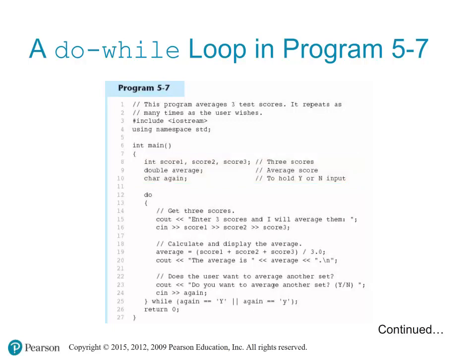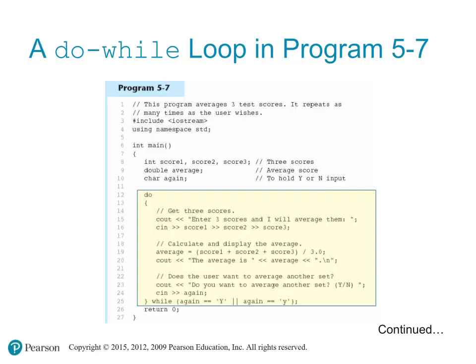The do-while loop ensures that the user can average scores multiple times if they wish. The program prompts the user to enter 3 scores. It then calculates and displays the average.